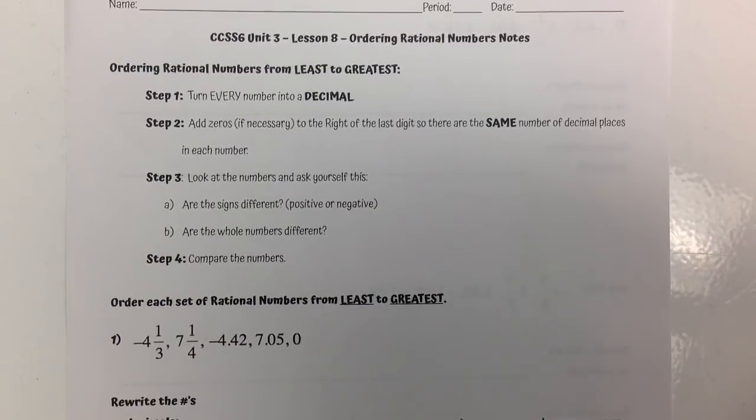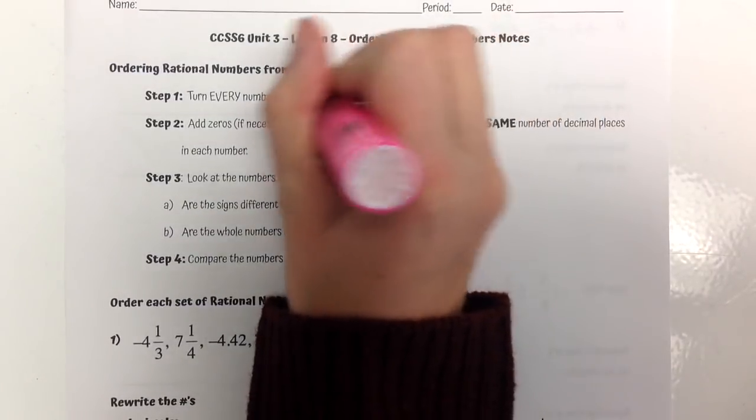Today we're going to talk about ordering rational numbers. So we already talked about comparing them using less than, greater than, or equal to. Now we're going to be given a set that we're going to put in order from least to greatest. So our recommendation is going to be to turn every number into a decimal.